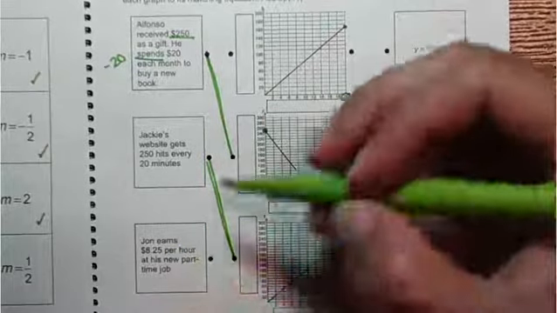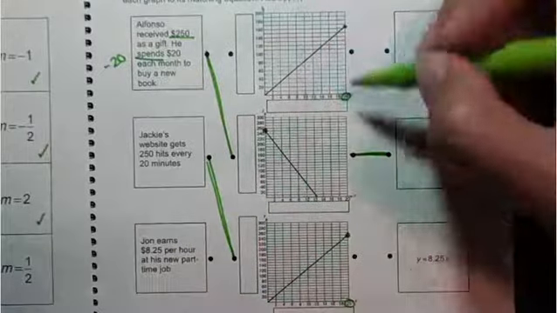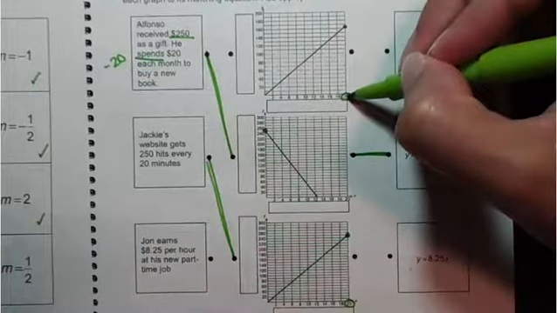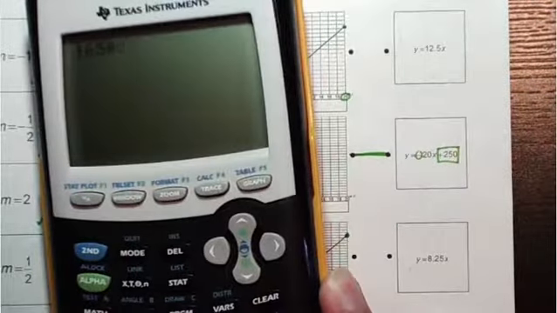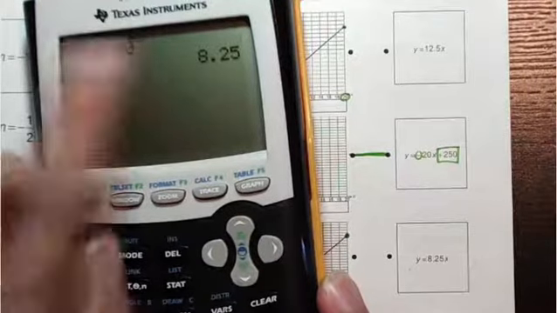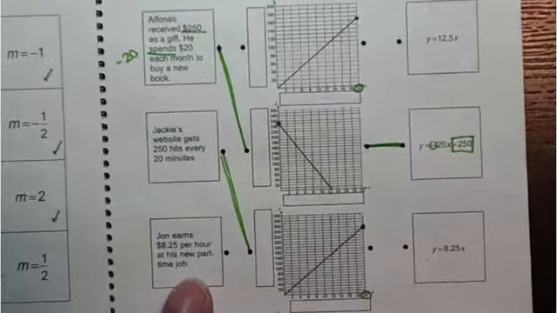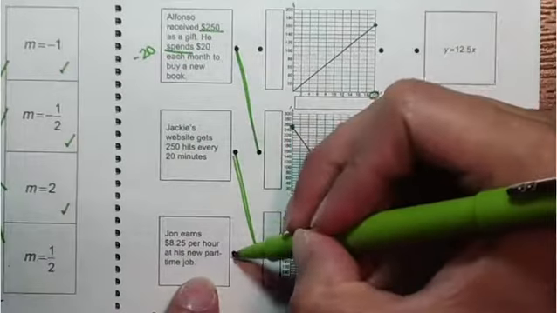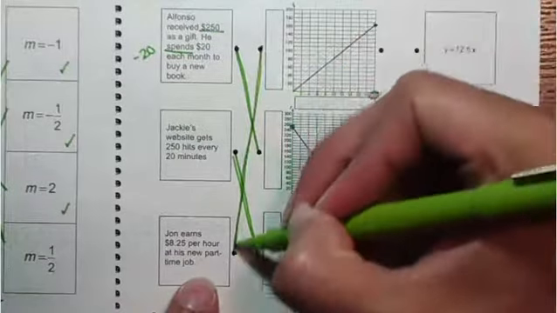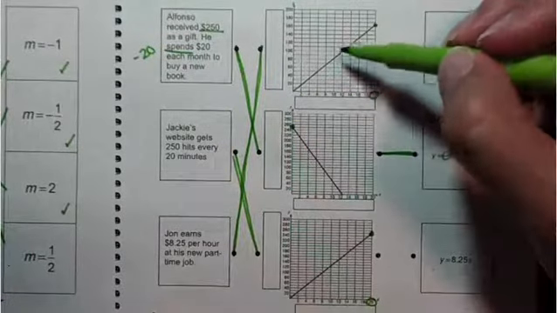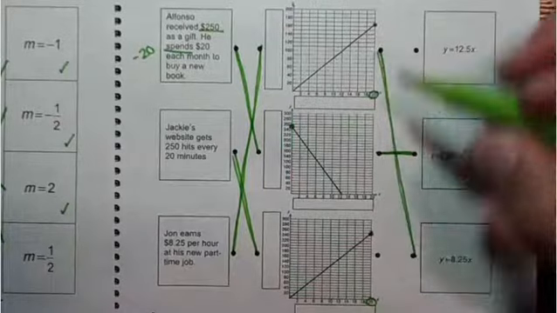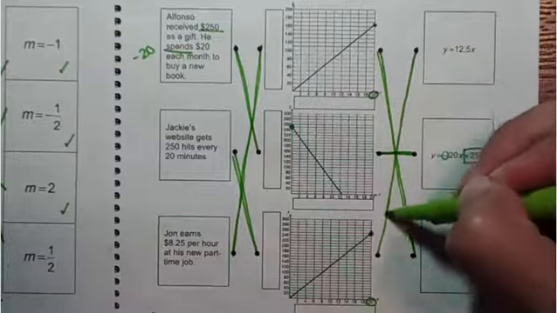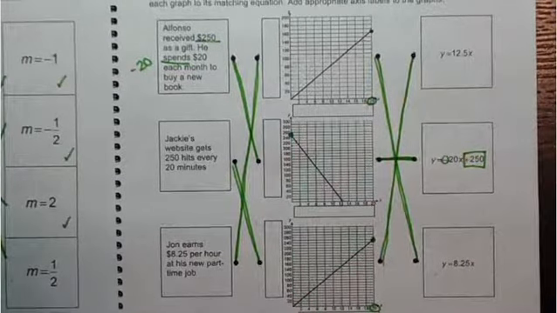This one, John earns $8.25 per hour. So if I pick this point again, I'm estimating here. I have 160 y over x. 160 divided by 20-ish, or 165 divided by 20, is roughly 8.25, which would match up with how much he gets per hour. So it should look like this. And since this was about $8.25 per hour, this first graph matches up with this last equation, and this third graph matches with the first equation. So it should look like that.